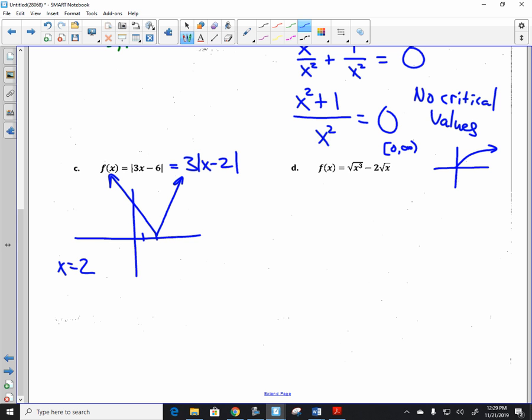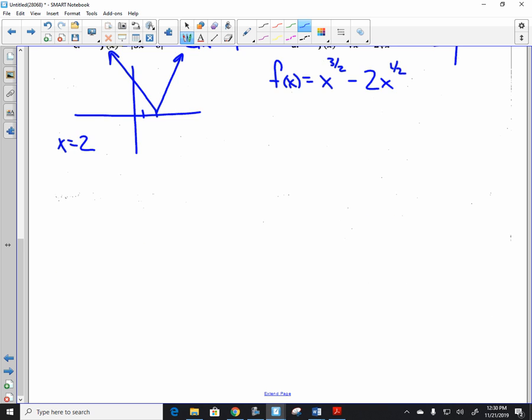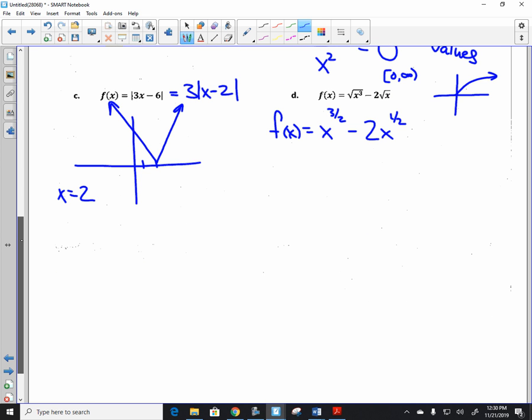Everybody agree, 0 to infinity? Okay, so if we're looking for critical values, we're looking at any numbers that come up between 0 and infinity. Let's take the derivative. First, I'm going to rewrite it. F of x is equal to x to the 3/2 minus 2x to the 1/2. I added this problem as part of our notes not too long ago because I saw this problem on an AP exam, and I realized people were not prepared for it at all.